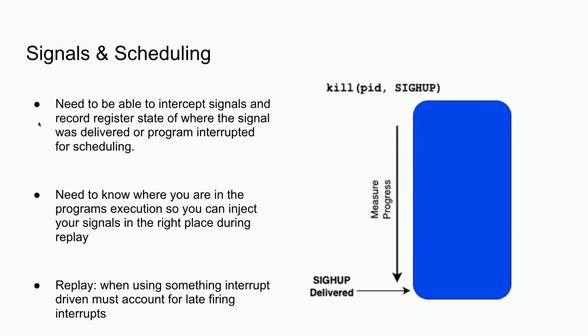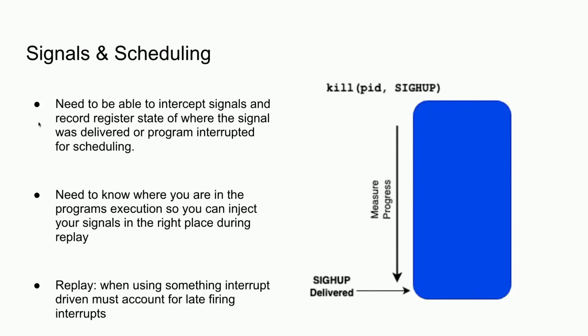I call SIGHUP and I want to send it to a process. I need to measure where we are in the program's execution so that when I'm replaying it, I have a way to trigger the interrupt and get it to fire at the same place. If I'm too early, I'll get a different outcome and I'll get non-determinism, right? If it's too early, state may be in a different place. Maybe the signal handler does something.